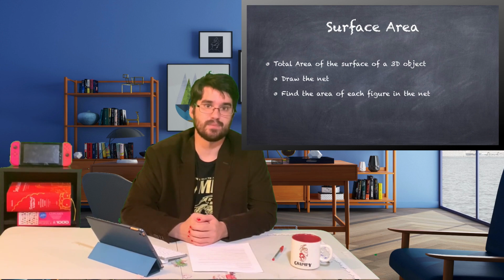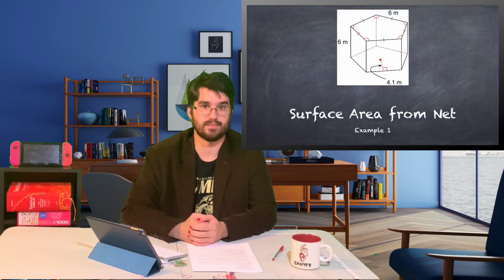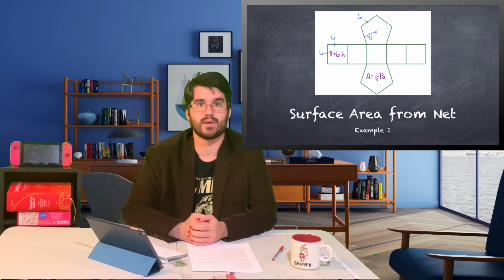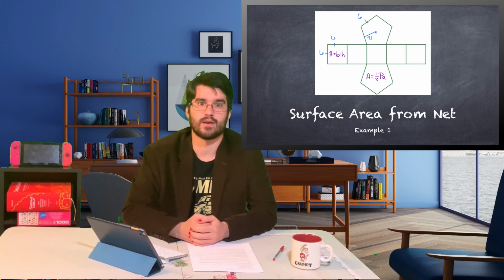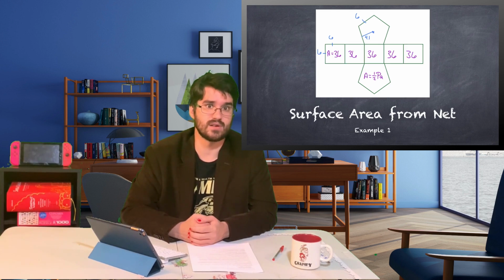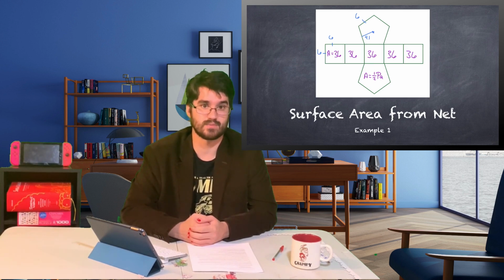So for this first example, we have a pentagonal prism that I want to find the surface area of. So we're going to unfold it into its net, and we should see that we have two pentagons and 5 rectangles. For each of those rectangles, we're just going to use area equals base times height. And for the pentagons, we're going to use the same formula we used last week. The area of a regular polygon is 1/2 times the perimeter times the apothem. So our rectangles are 6 units by 6 units, so the area for those is 36 square feet.